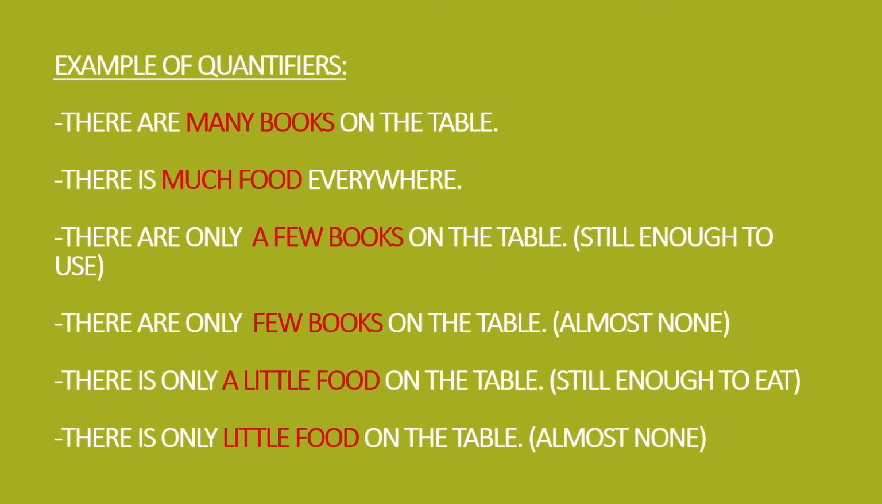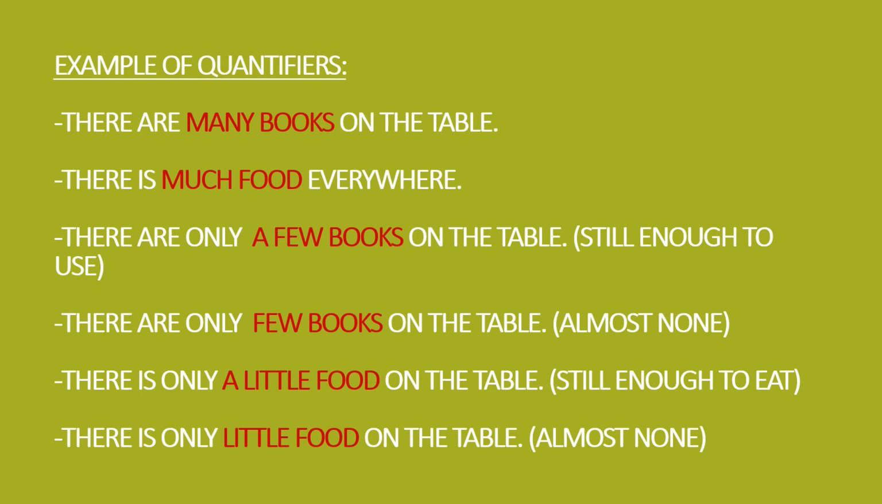More examples about quantifiers. There are many books on the table. There is much food everywhere. There are only a few books on the table, still enough to use. There are only few books on the table, almost not enough. The difference between a few and few: with a few, you don't have many, but there is still enough to share with others. With few, you almost have nothing, you cannot share with others.